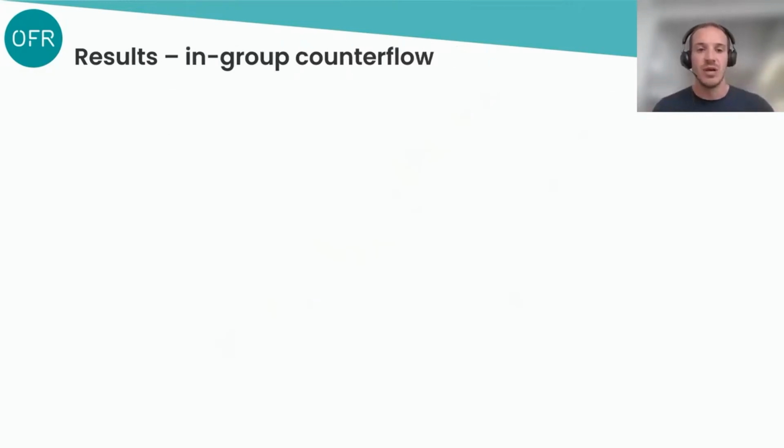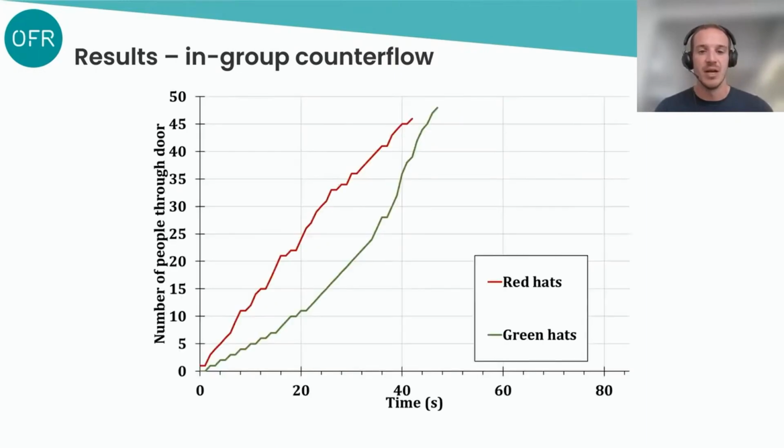Onto the in-group counterflow trials. As I said, the group sizes were amended to result in a similar number of participants travelling in each direction. I believe in this case it was 46 versus 48 people, so almost equal. We can see the results from here. Those in the red hats kind of moved a little bit quicker, with the green hats being a bit slower to start off and then getting through the constriction a bit quicker toward the end.